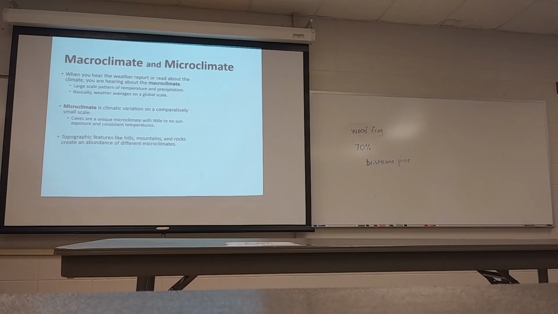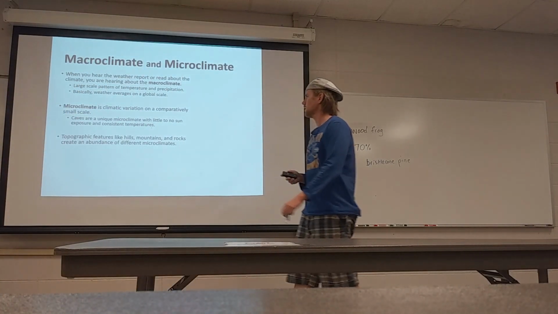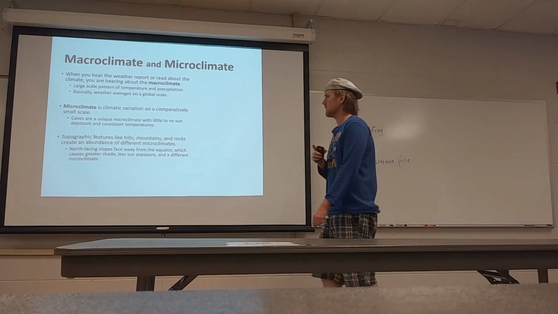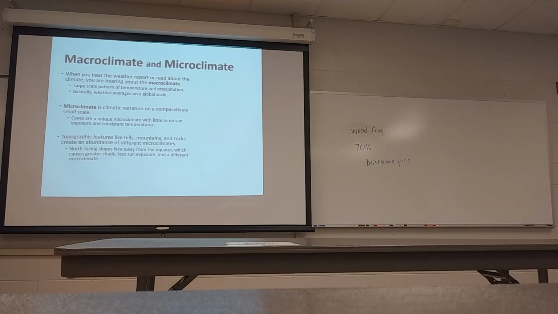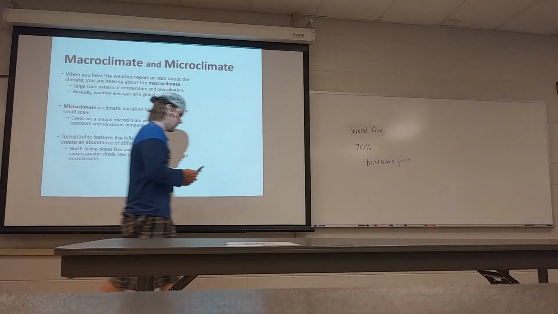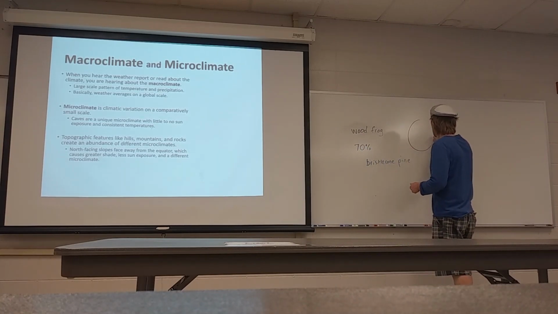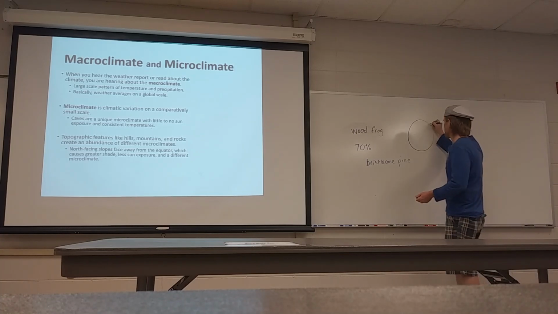Other microclimates are formed by topographic features like rocks, mountains, hills, things like that, which create a lot of microclimates. One example of microclimate can be seen with north versus south facing slopes. So let's draw a hypothetical Earth here. Here we go. And this is nowhere near to scale, it's just for illustrative purposes.